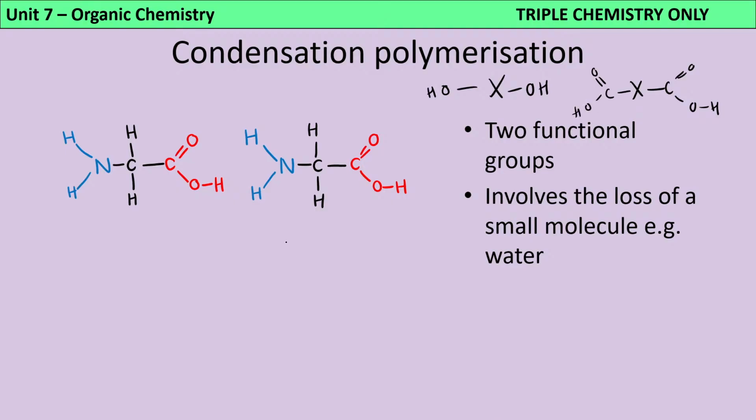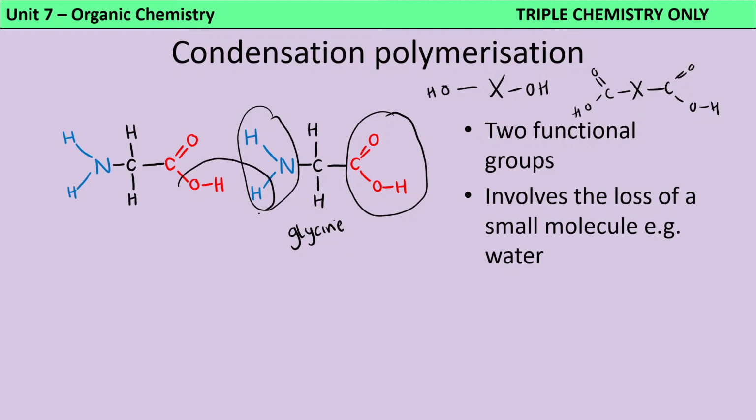Or you can have a situation like this. This is an amino acid called glycine, and this has got an amine group at one end and a carboxylic acid group at the other end. So as long as we've got 2 functional groups, either one works. And so just like we had with making the ester, we're going to lose a water molecule and be left with the rest of our polymer.